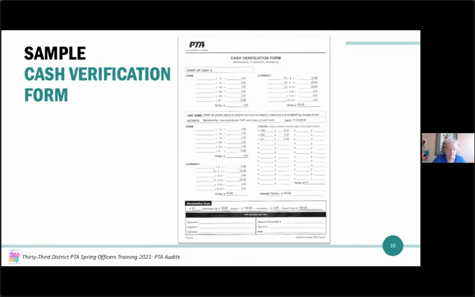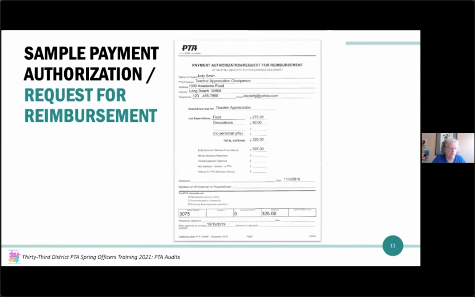So that is the cash verification form. And the other source document is the payment authorization request for reimbursement, otherwise known as the check request. And we're going to look at this form and we're going to make sure, and we have a graphic on our next page that shows exactly what to look for.